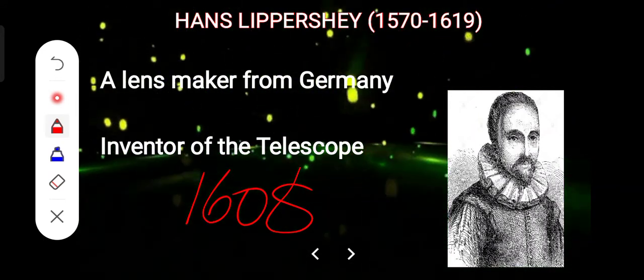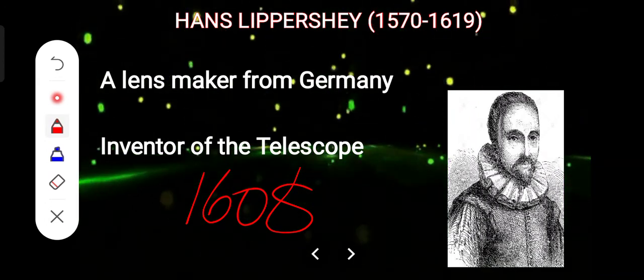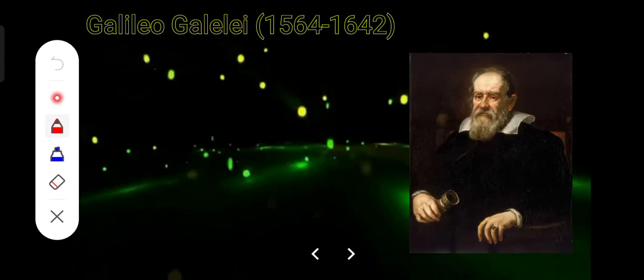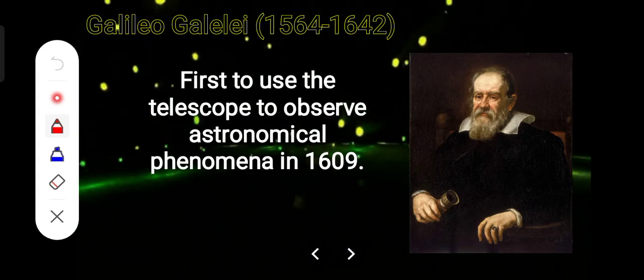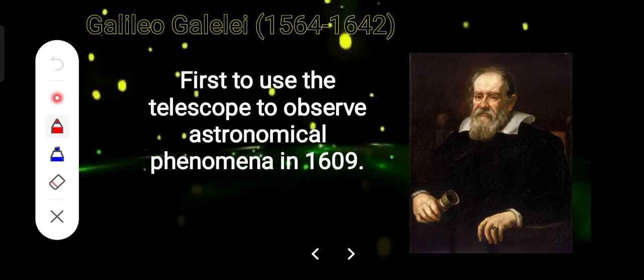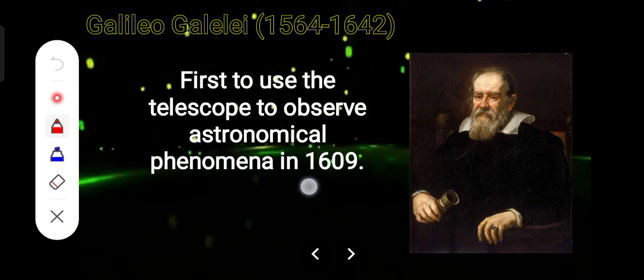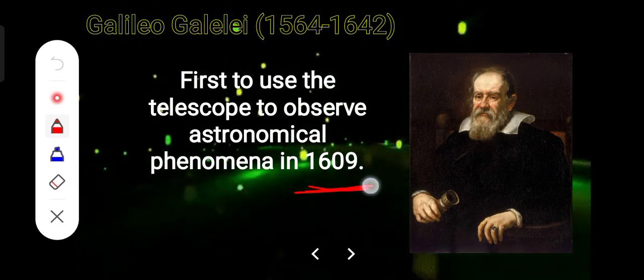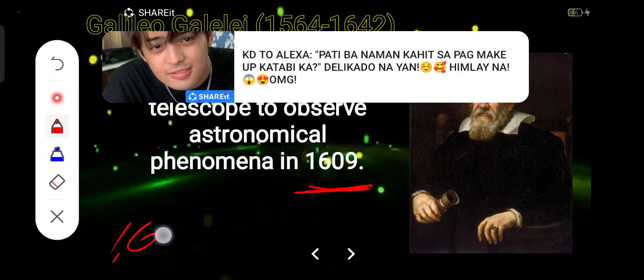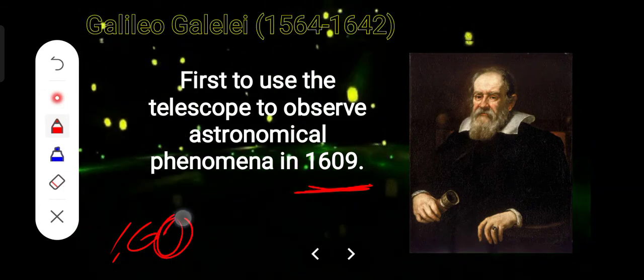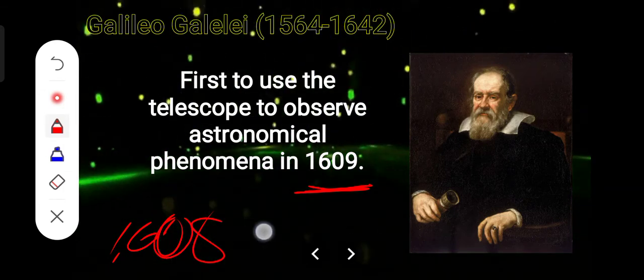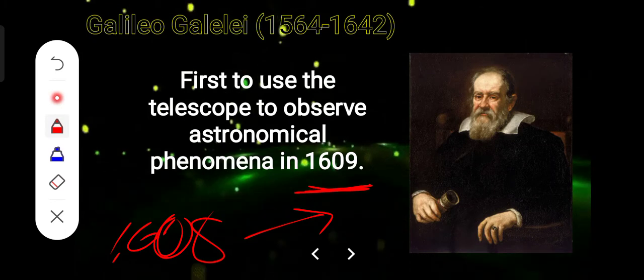1608. Hans Lippershey and Galileo Galilei are friends. That's why Galileo Galilei was the first person to use the telescope to observe the astronomical phenomena in 1609. The telescope was invented in 1608, and it was used by Galileo in 1609.